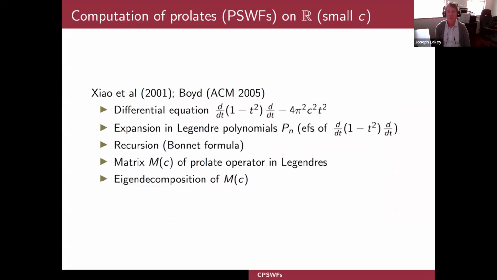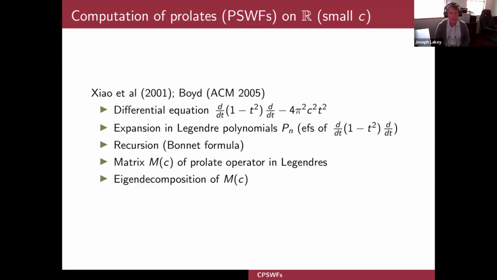And so after about 2000, a refinement, maybe refinement isn't exactly the right word, but a different perspective on Bouwkamp's method was discovered independently by Xiao, Rokhlin, and Yarvin, in Hong Xiao's thesis, and John Boyd a few years later. So one starts with the prolate differential equation and observes that the first term, d by dt of 1 minus t squared d by dt, is the differential operator whose eigenfunctions are the Legendre polynomials on the real line. And then you just have a constant times multiplication by t squared. And that term is amenable to what's known as the Bonnet formula for Legendre polynomials. I'll write it down on the next slide.